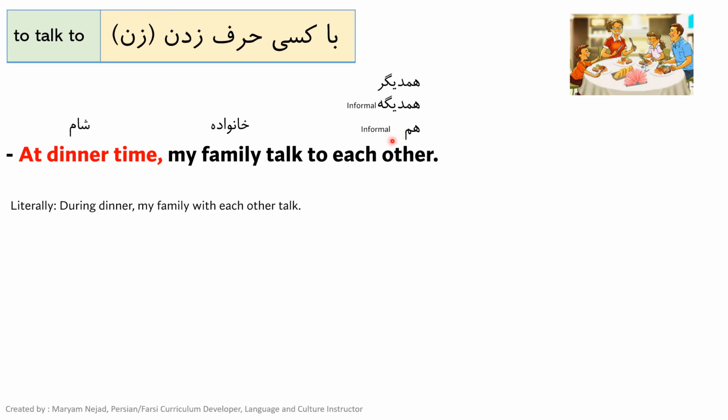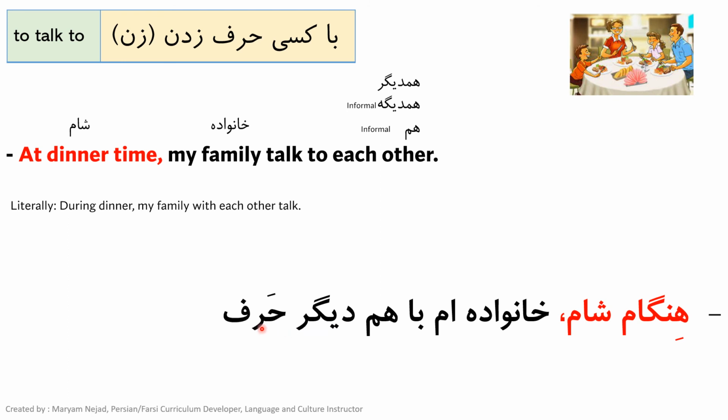Alright, so we are going to start the sentence. هنگام شام خانواده ام با هم دیگر حرف میزنند. One more time. هنگام شام خانواده ام با همدیگر حرف میزنند. So this alif here before the possessive suffix, it's because خانواده ends in silent he. So for the pronunciation, we add an alif before adding the possessive suffix.